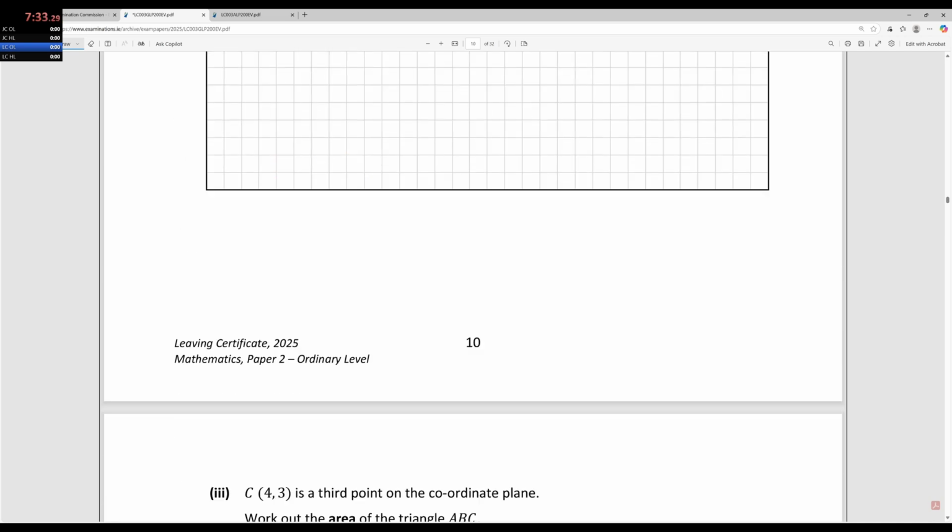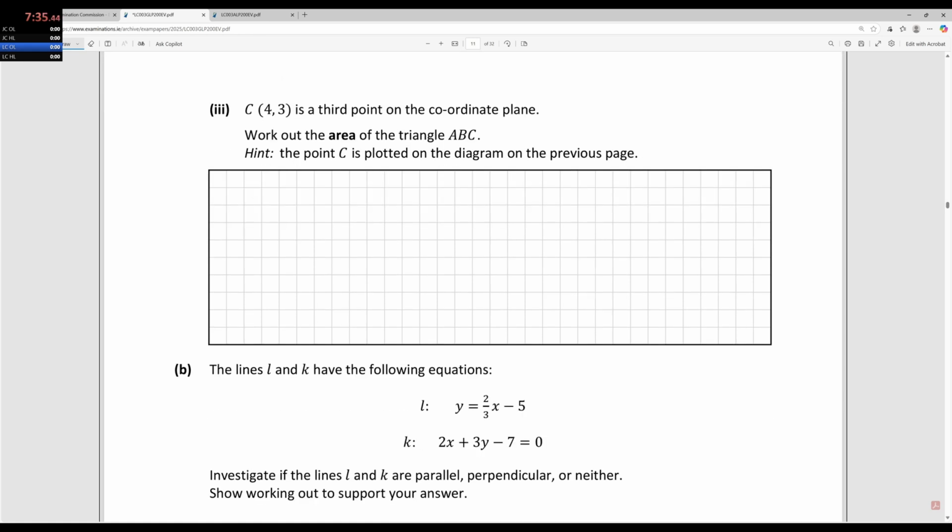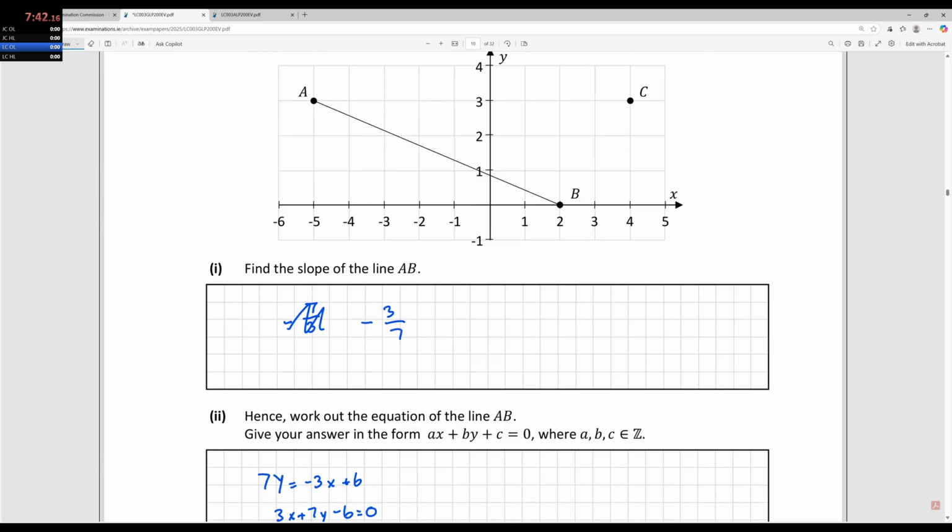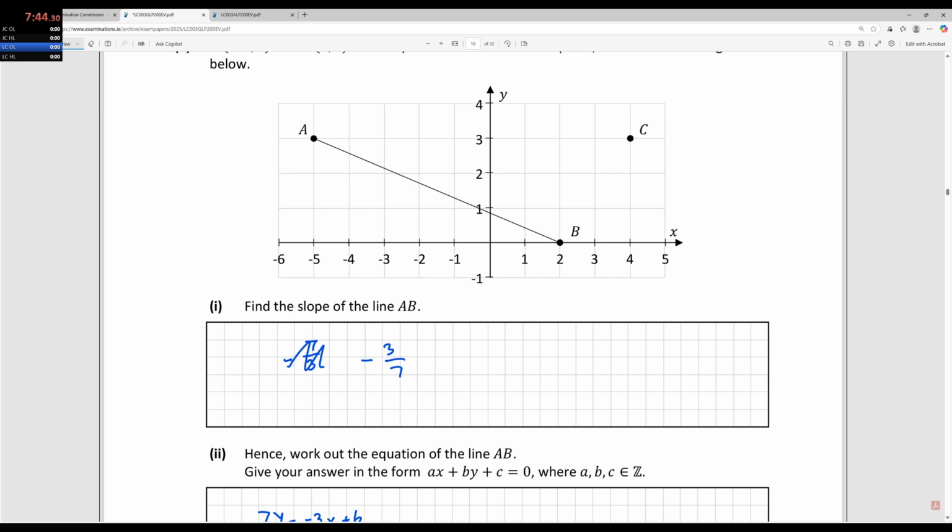I went through that. Yeah, I went through that with them. The third point on the word, the area of the triangle. Now this one, I didn't go through with them, so that's unfortunate.